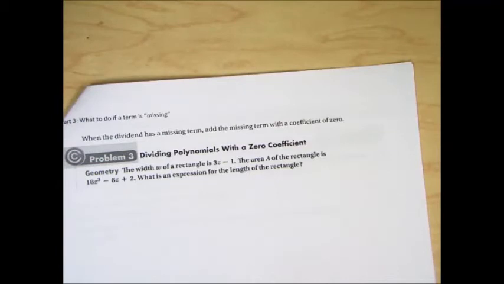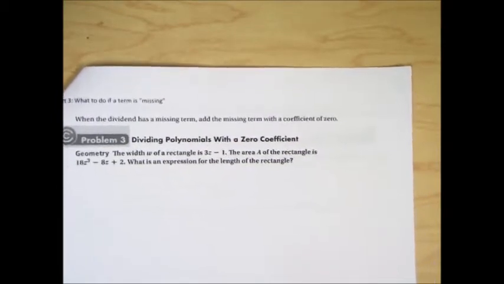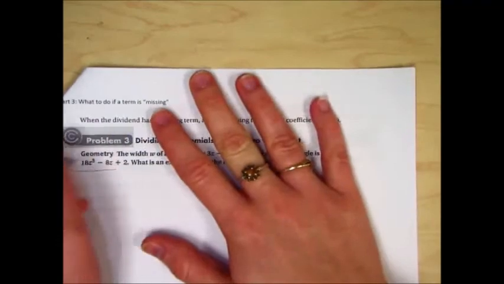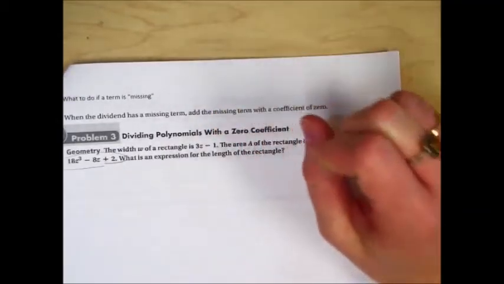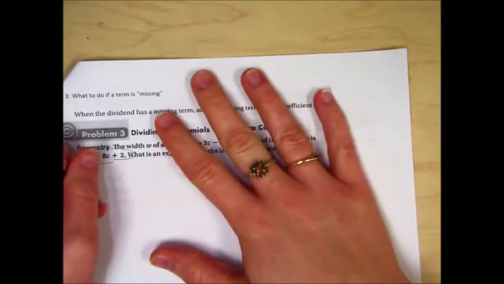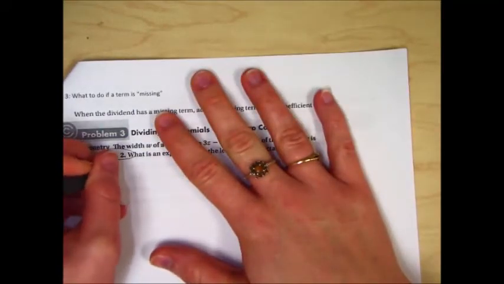What to do if something is missing? The width of a rectangle is 3z minus 1. The area of a rectangle is 18z cubed minus 8z plus 2. What is an expression for the length of the rectangle? You should notice in the area that z squared is missing.